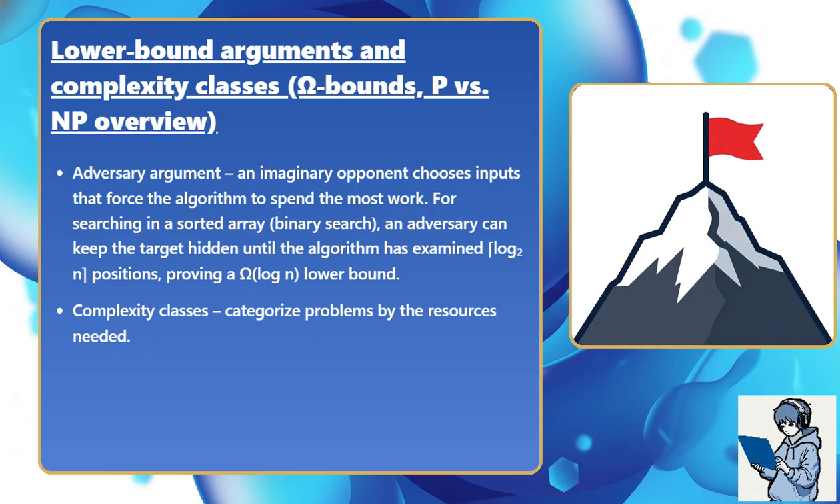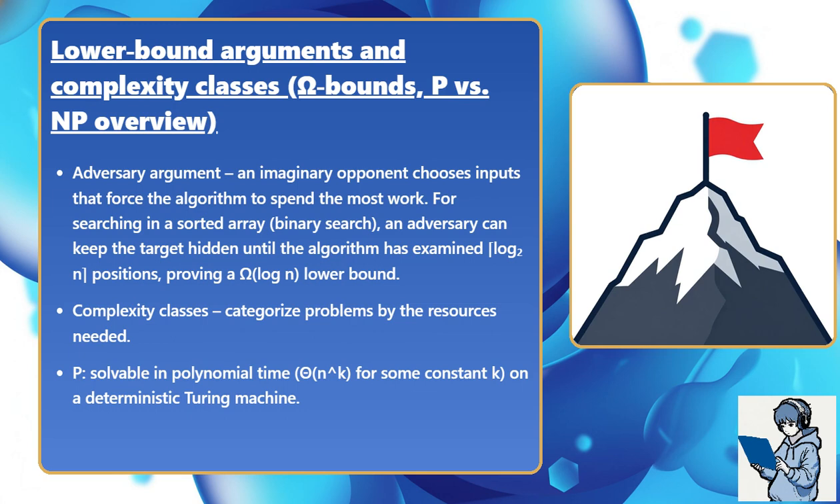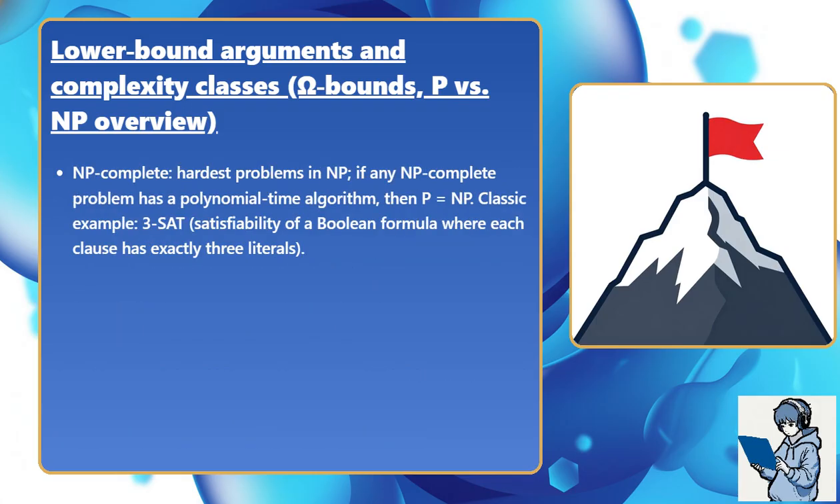Complexity classes categorize problems by the resources needed. P: solvable in polynomial time, theta of n to the k for some constant k, on a deterministic Turing machine. NP: solutions can be verified in polynomial time. NP-complete: the hardest problems in NP.